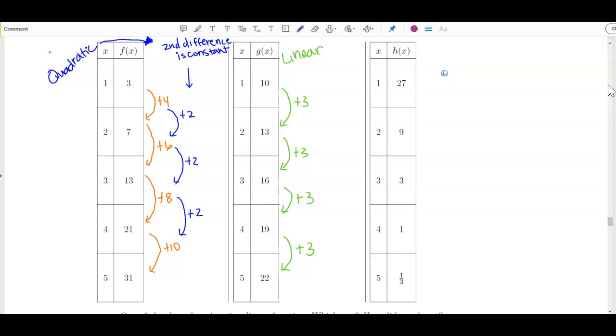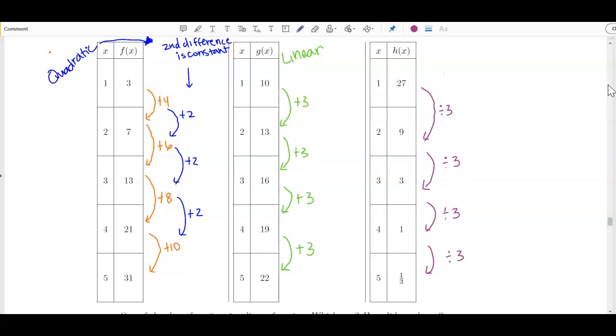So going from 27 to 9, 9 to 3, 3 to 1, 1 to 1/3. You may see what pattern's happening there. Is it dividing by 3? Yeah, it's dividing by 3. If I do 27 divided by 3, that gives me 9. Divide that by 3, I get 3. Divide by 3 again, I get 1. And divide by 3 again, I get 1/3.